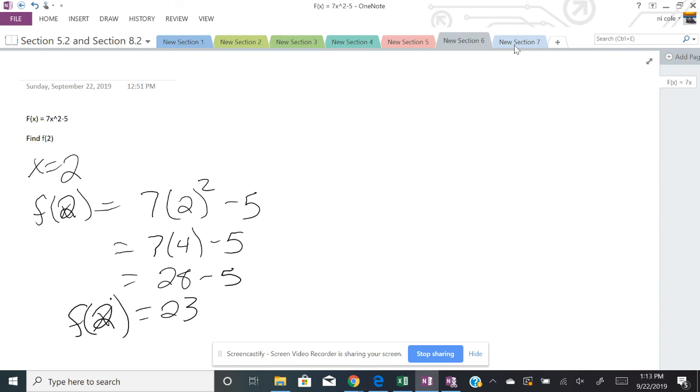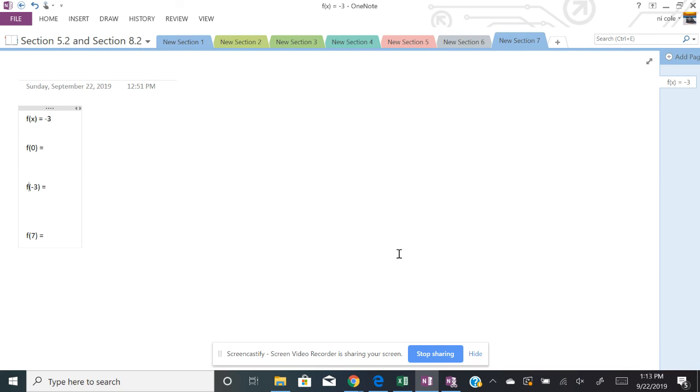And the last thing, we have another example. If f of x is equal to -3, find f of 0, f of -3, and f of 7. So I'm going to make x equal to 0 and plug that into the equation, and it's going to equal -3, because I have no x's. The next one, same thing. I'm going to make x equal to -3, plug it into the equation. I just have -3. And the third option, x equals 7, plug that in. Well, there's no x's, so the answer is -3.